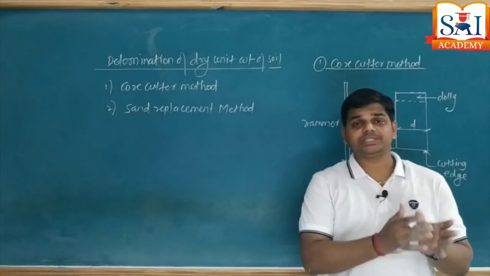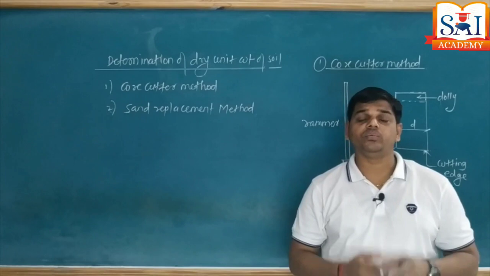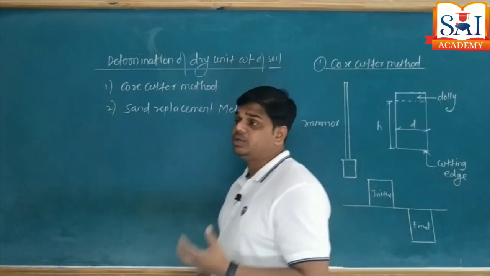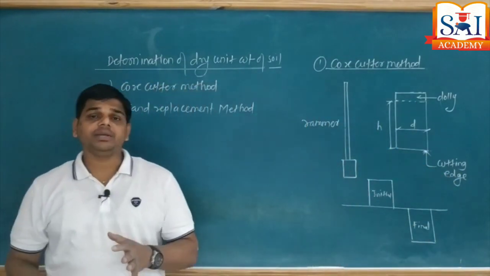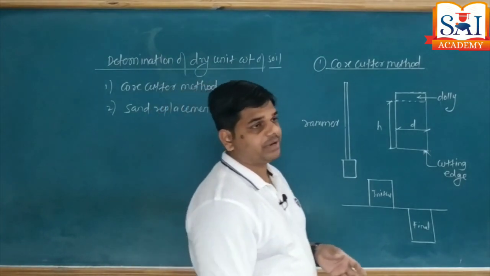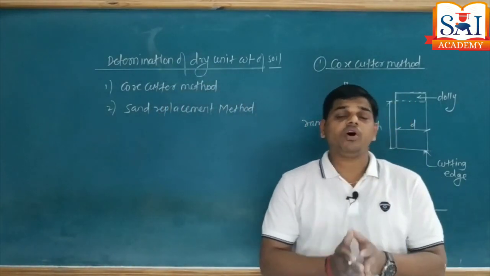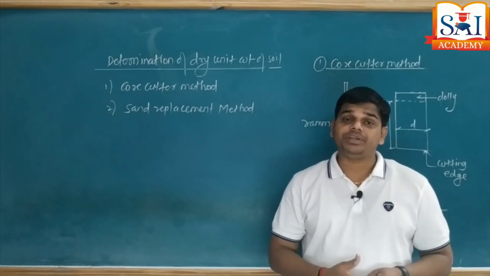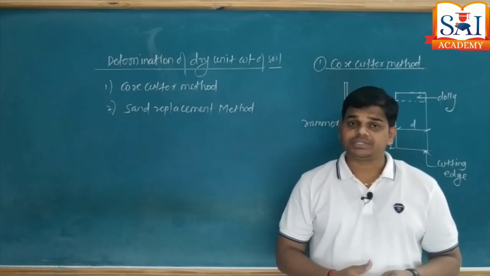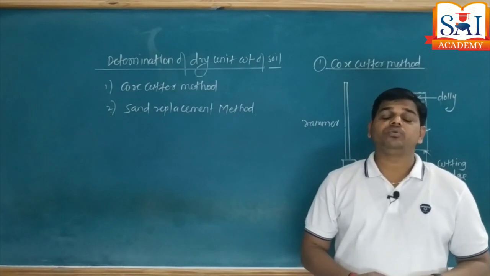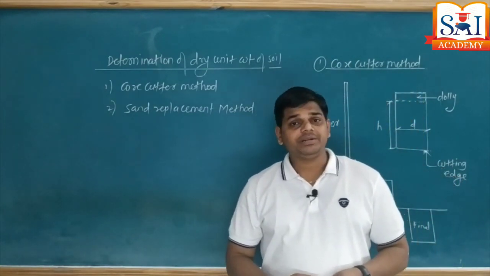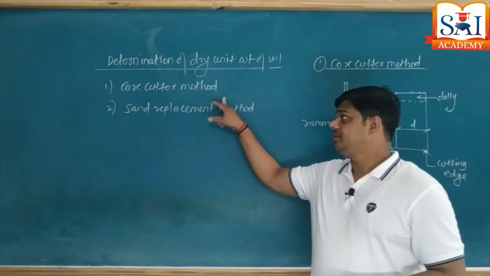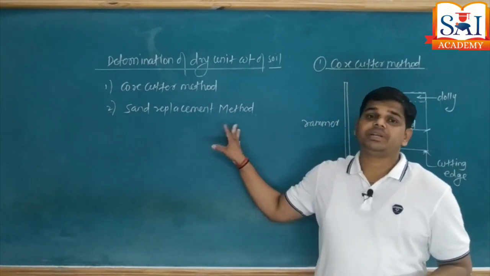In the previous part of field compaction control, we learned how to calculate the values of water content by using Proctor needles and the calcium carbide method. Now we want a dry unit weight to compare with the laboratory results by the standard Proctor test. There are two methods available to find out the dry unit weight. The first one is the core cutter method and the second one is the sand replacement method.